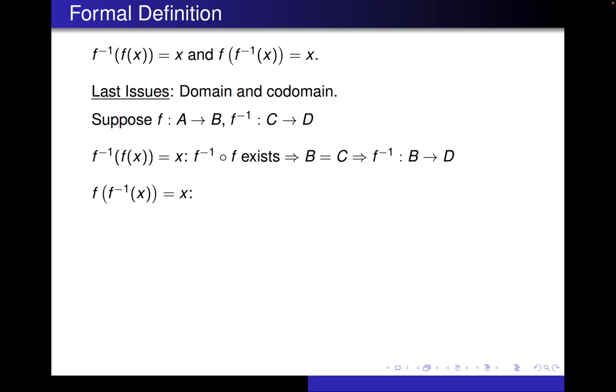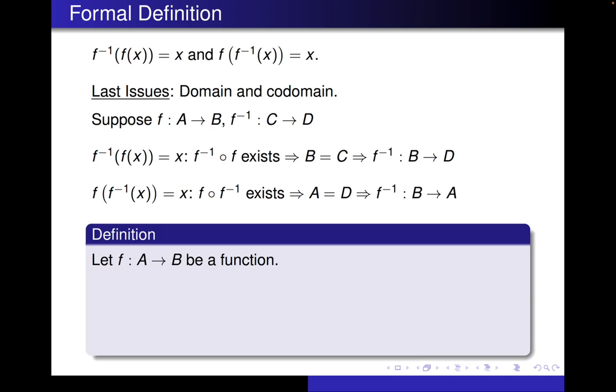If f is going to undo the work of f inverse, that means f of f inverse of x is equal to x, which means that f circle f inverse exists, which means that also a has to equal d, right? So if you do f inverse first, and then do f, that means the domain of f inverse has to be the codomain of f. So a equals d. All right, so that means f inverse goes from b to a.